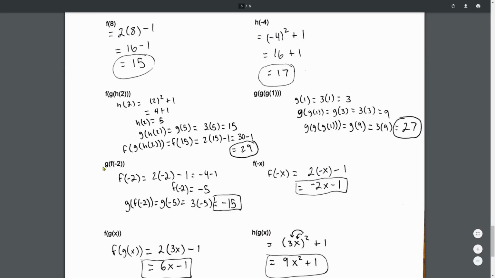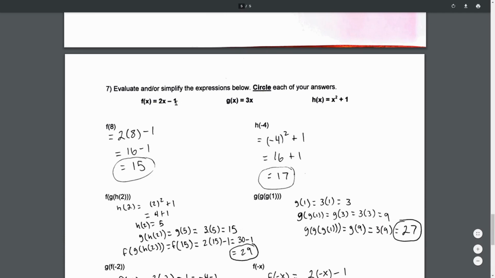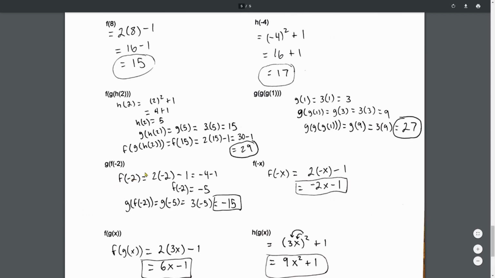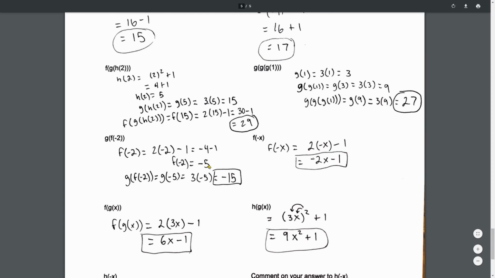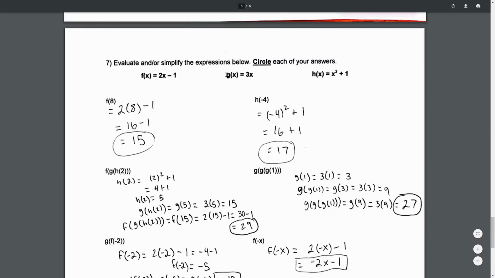So next we have g of f of negative 2. So our first step is to solve for f of negative 2. Remember that our f of x function is 2x minus 1, so we're plugging in negative 2 for x. We have f of negative 2 equals 2 times negative 2 minus 1, which is negative 4 minus 1. So f of negative 2 equals negative 5. So if we take g of f of negative 2, which is g of negative 5, we get 3 times negative 5, and that equals negative 15. And again, we get that by plugging in negative 5 into this g of x function.